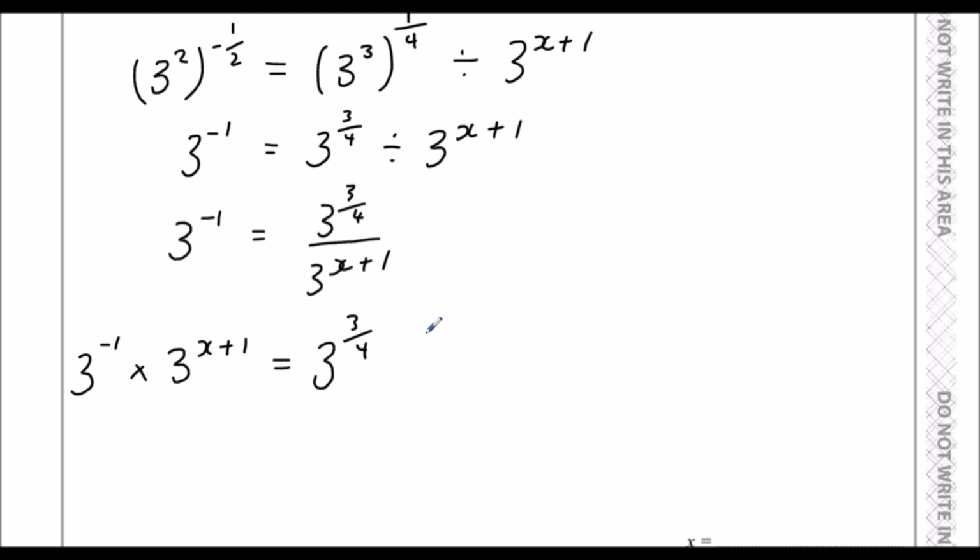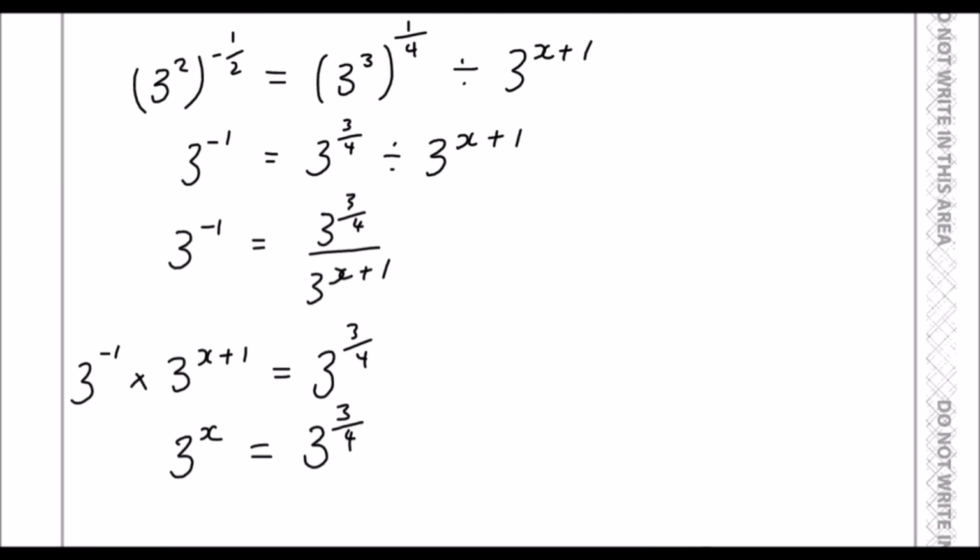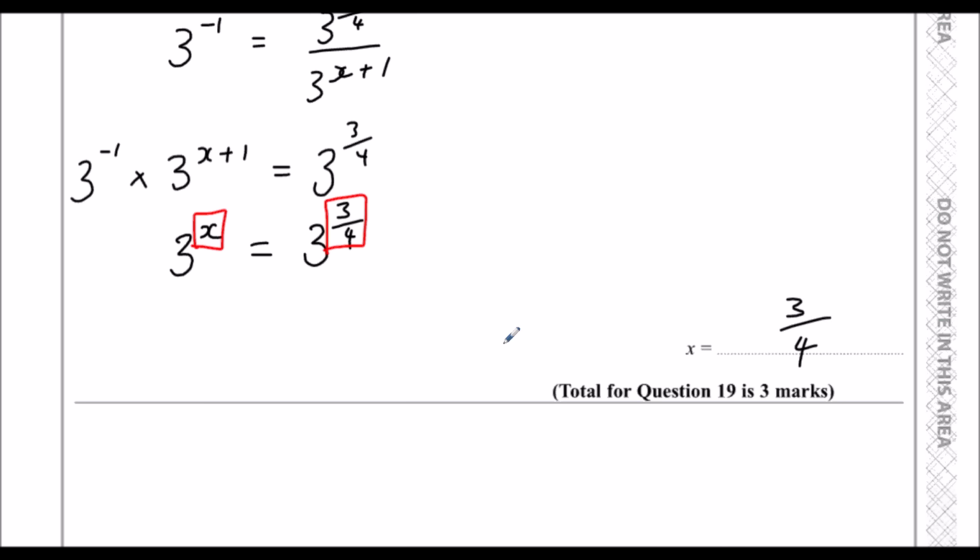When we multiply indices, we add the powers. So here we're going to add the powers. So we've got minus 1 plus x plus 1, and that is just 3 to the power of x. Minus 1 plus 1 is nothing. 3 to the power of x equals 3 to the power of 3 quarters. So x must be equal to 3 quarters. So x is 3 quarters.